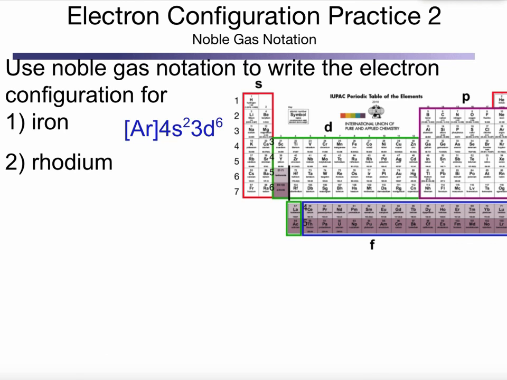So take a look at this next one. This one is rhodium. Rhodium is down in the 4d sublevel. Pause the video here and figure it out, and then we'll check it together.